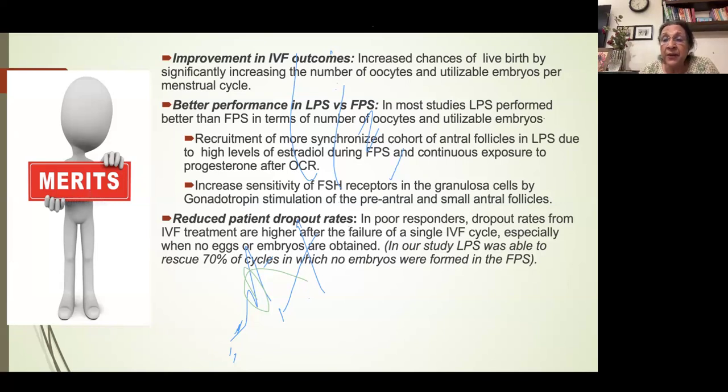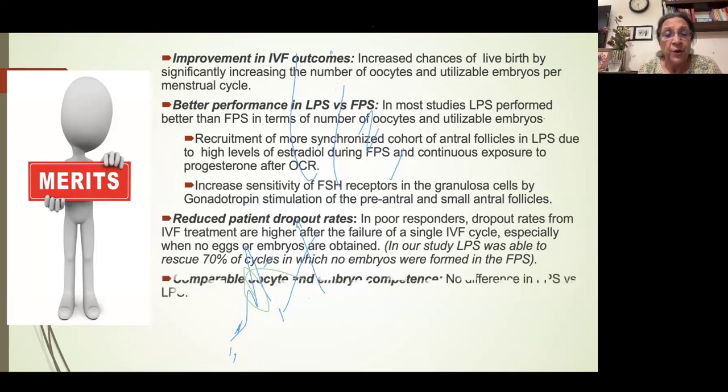In our study, LPS was able to rescue 70% of cycles in which no embryos were formed in FPS. It is not that every LPS will make embryos. Sometimes FPS makes embryos and in LPS we get no embryo. So there are lapses, but if they've already made 1 or 2 embryos in the follicular phase stimulation, they're eager to go into LPS. And those who have not made any definitely run into LPS because they want some embryo to be made. Only after 2 cycles fail does it probably start sinking in that I have no eggs, I may make no embryos. And the oocyte and embryo competence is comparable.